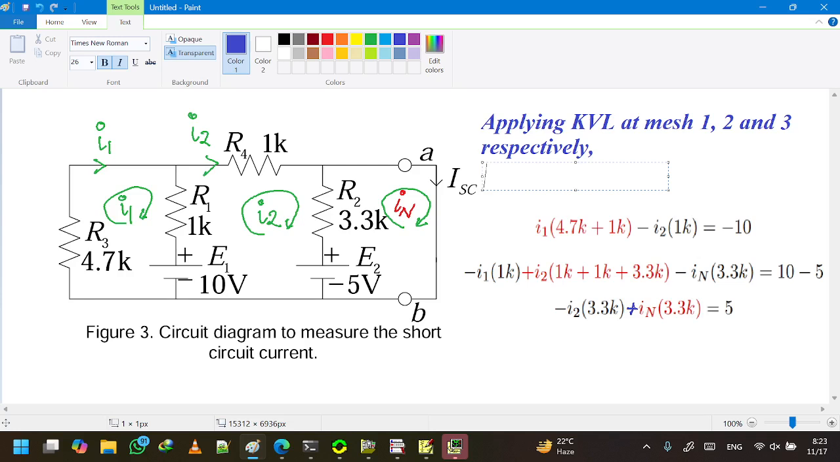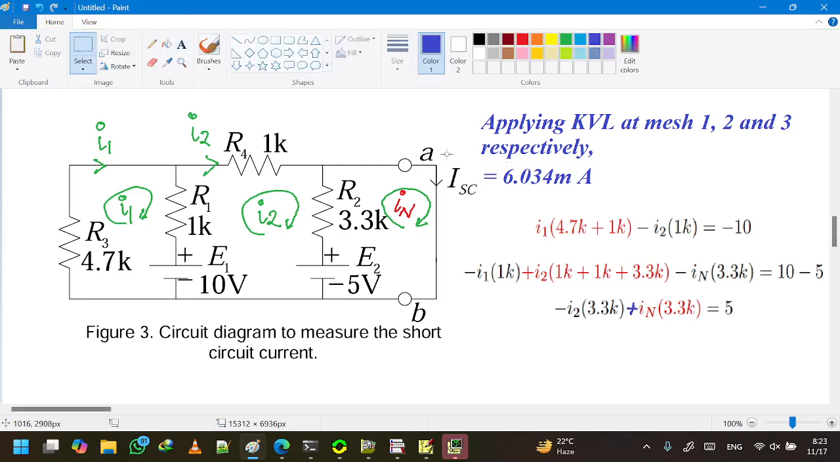So this gives us the value of ISC or IN as 0.006034 ampere. Making it milliampere, we can get rid of this part, so it is 6.034 milliampere, which conforms with our result. So we have ISC as 6.034 milliampere. Now our job is to calculate RTH.